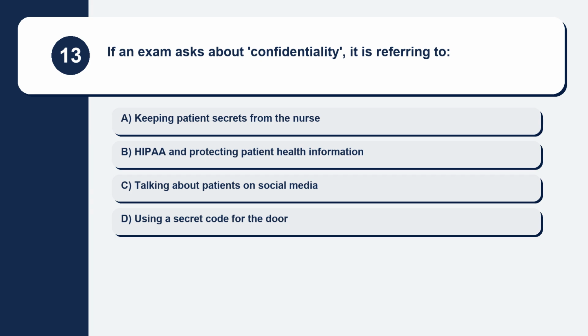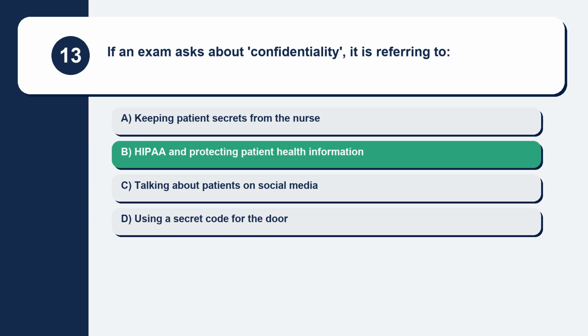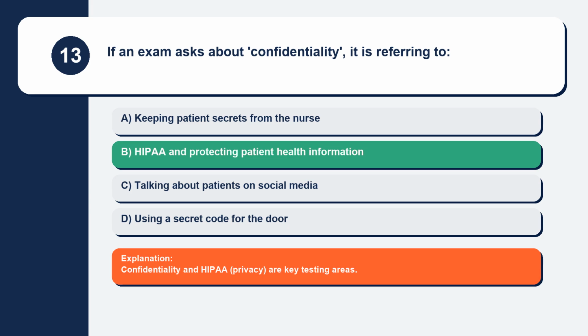Question 13. If an exam asks about confidentiality, it is referring to keeping patient secrets from the nurse, HIPAA and protecting patient health information, talking about patients on social media, using a secret code for the door. Confidentiality and HIPAA, privacy, are key testing areas.